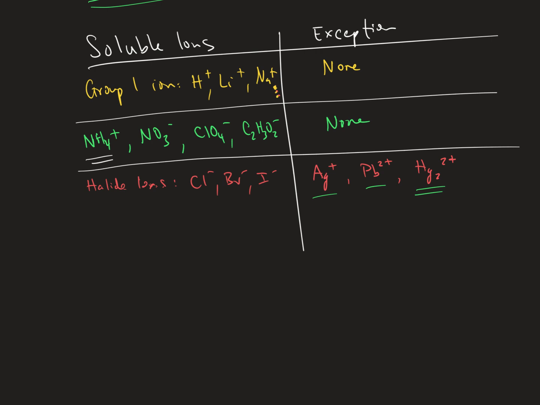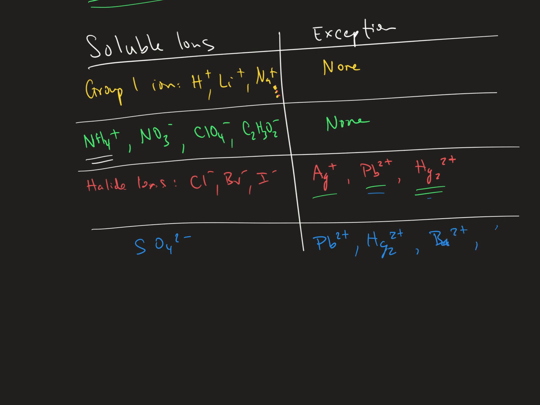And one more. Sulfates, SO4 2 minus. These guys are soluble, except with lead 2 plus, mercury 2 plus, so these two, and two other ones, barium 2 plus and strontium 2 plus. Notice they're not all the 2 pluses, but all of the exceptions have a 2 plus charge. Hg2 2 plus, mercury 2 plus.